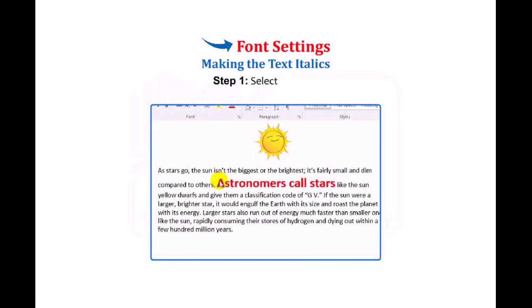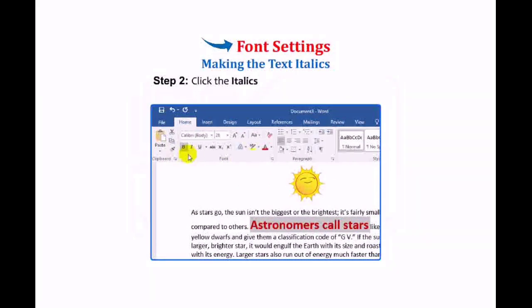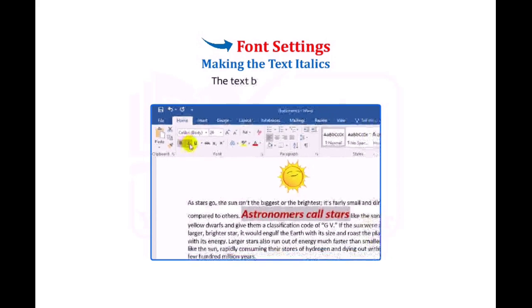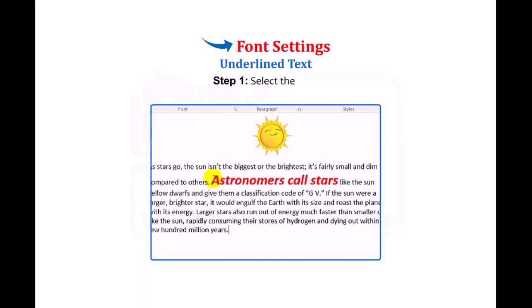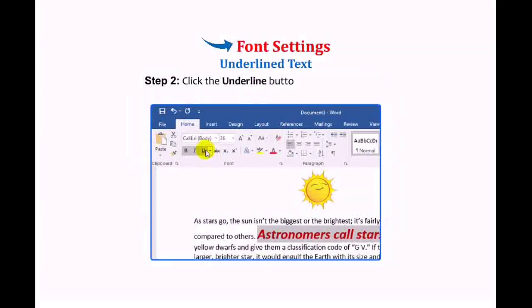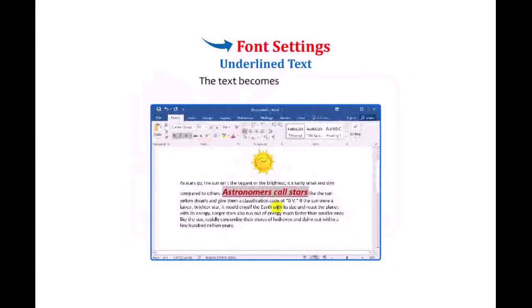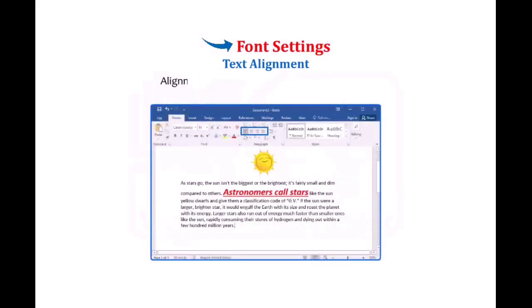Making the text italics. Step 1. Select the text. Step 2. Click the italics button in the font group. The text becomes tilted. Underline text. Step 1. Select the text. Step 2. Click the underline button in the font group. The text becomes underlined.